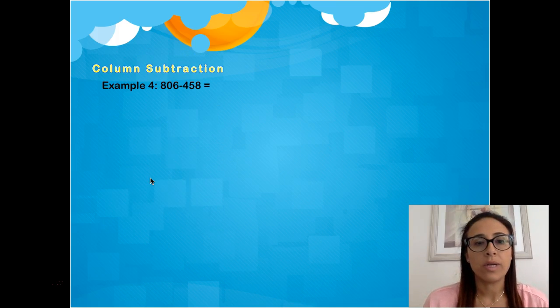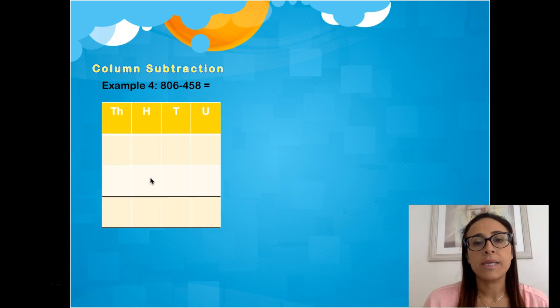Example number 4. 806 minus 458. We place our digits in line with each other in the correct place value. 806 minus 458.